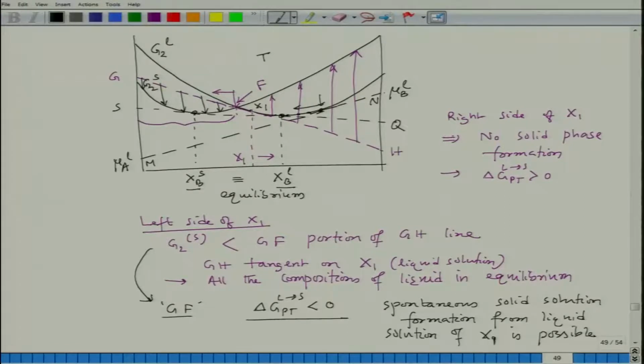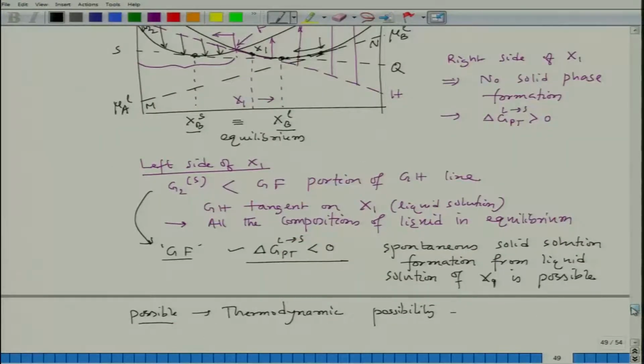But once I take the composition between XBS and XBL, let us say X1 here, I could see that some portion of that tangent line on X1 is above the solid solution line, and that leads to the condition which is delta G P-T, liquid to solid transformation, is less than 0. So, that means it indicates that thermodynamically this is a feasible process, and we could see solid phase formation from liquid.